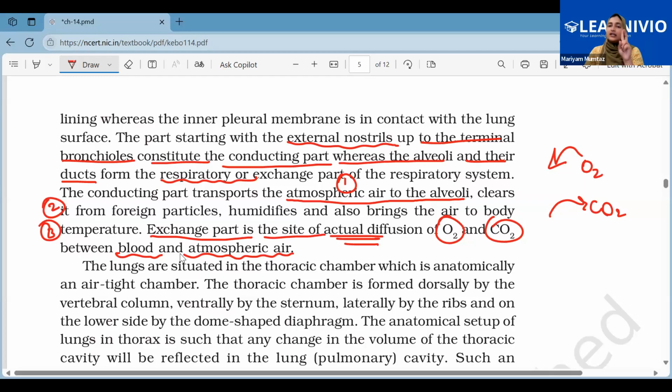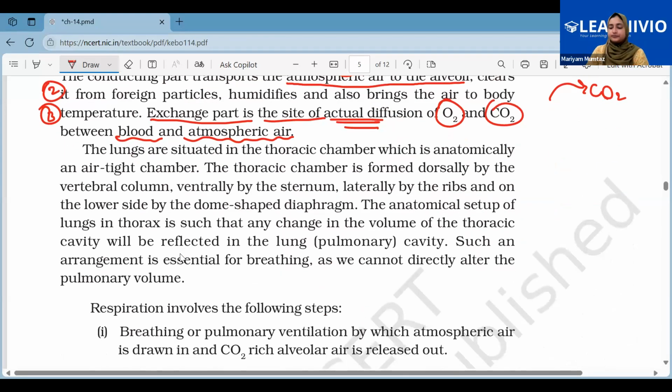So exchange part and conducting part are clear to you both? Yes, ma'am. Okay. Now the lungs are situated in the thoracic chamber, which is anatomically an airtight chamber. Anatomically means in terms of its structure. In terms of its internal structure, it is an airtight chamber.